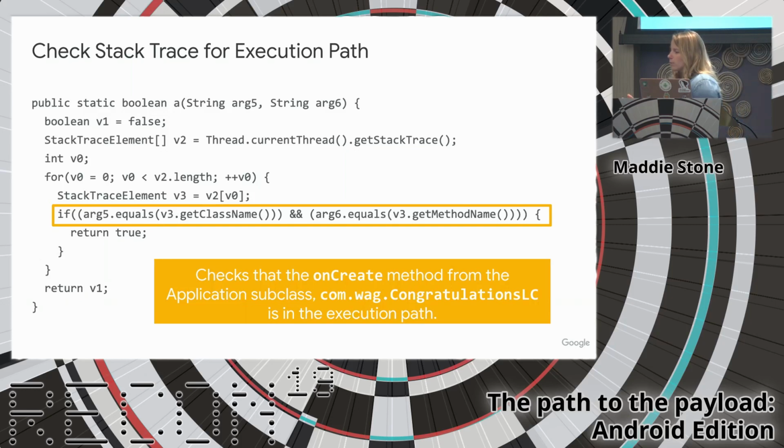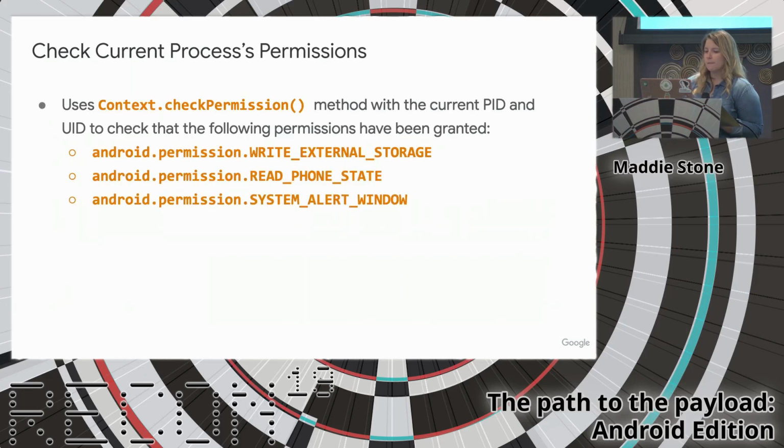com.wag.congratulations.lc. And the reason why they do this is, remember, onCreate is the second method called from that application subclass. So if you were trying to instrument this and you went into this class from attachBaseContext, then they would know that this has not proceeded correctly. So we've passed that check, we're moving on, we're executing as they believe it would in the wild.